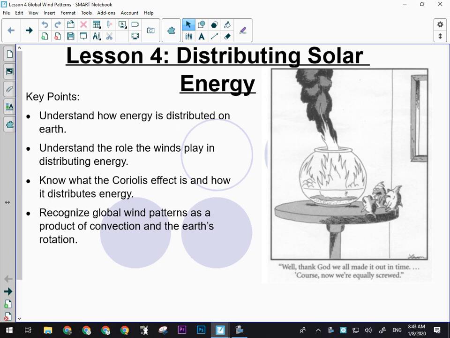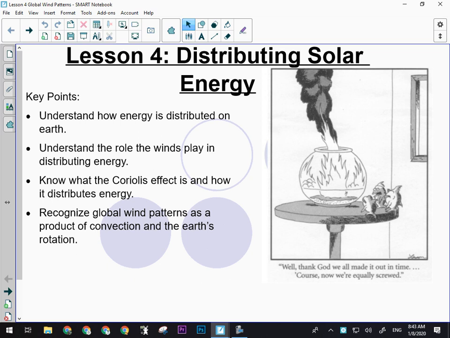So we're going to look at how it's distributed first off. Look at the role the winds play in distributing energy. We're going to talk about something called the Coriolis Effect. And recognize that global wind patterns are a product of both convection, that's the movement of air due to changes in temperature or differences in energy, as well as the fact that the Earth rotates underneath its atmosphere.